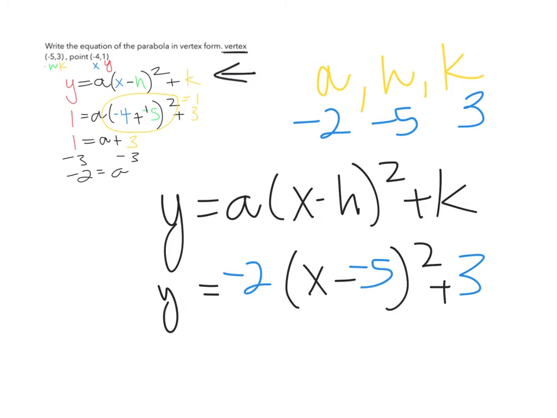Now, Pearson does not like you to put minus a negative. So if you don't change this to plus and make this negative 2 times X plus 5 quantity squared plus 3, it might count it wrong.